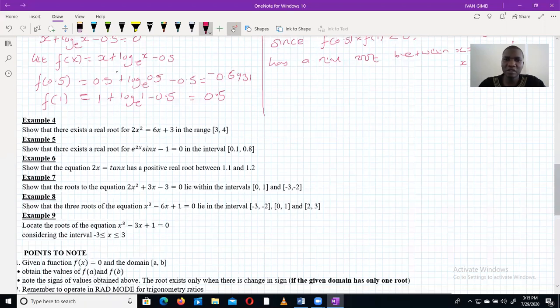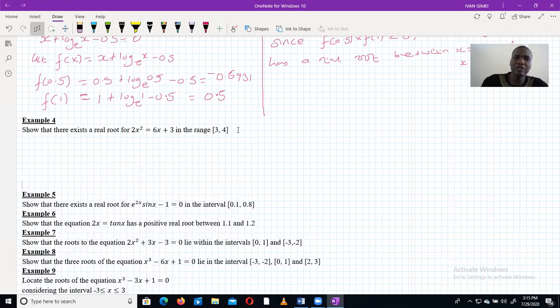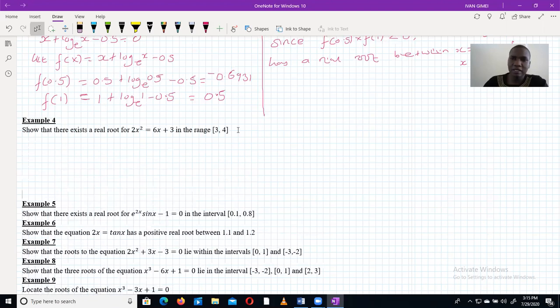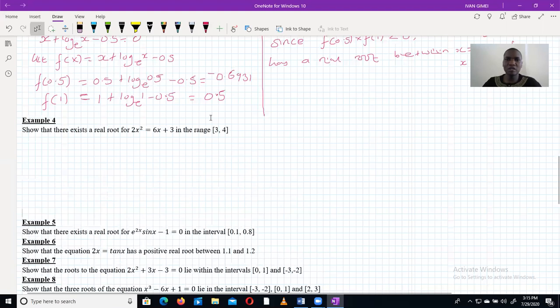If the equation is not in the form f of x equals 0, you form it by rearranging it. So let's look at this one also. This one, they're saying show that there is a real root for 2x squared equals 6x plus 3 in the range. That range is like now our interval.